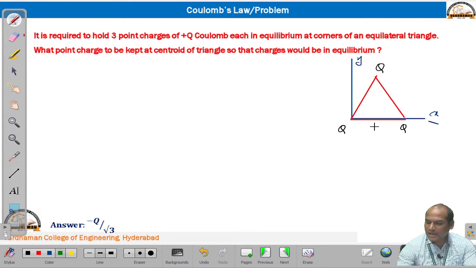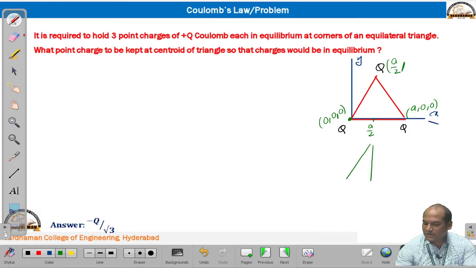So, this length is a, that means this particular corner or vertex of this triangle is available at (0, 0, 0), and this particular charge is available at (a, 0, 0), because this side length is a. And what about this one? Here in the middle we will be having a by 2. So, the x coordinate for this particular charge is a by 2, comma, what is the y coordinate?